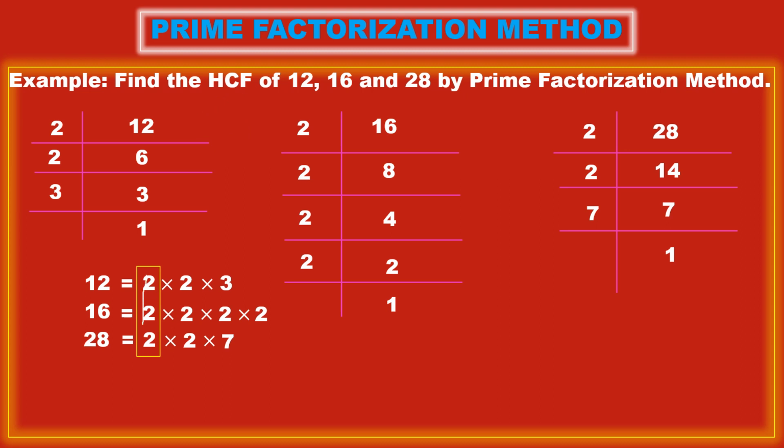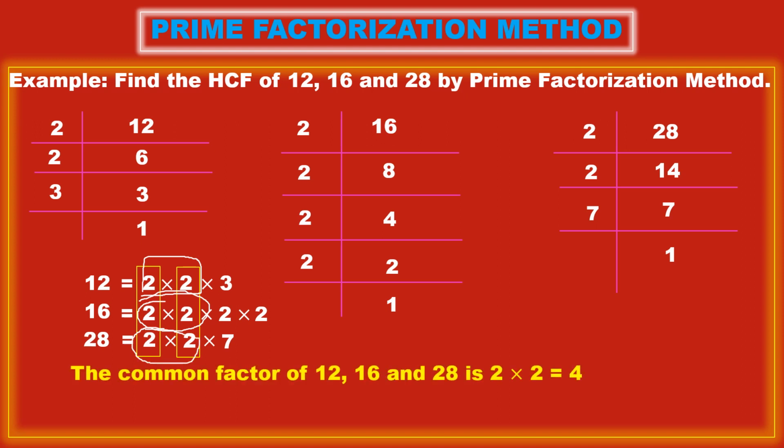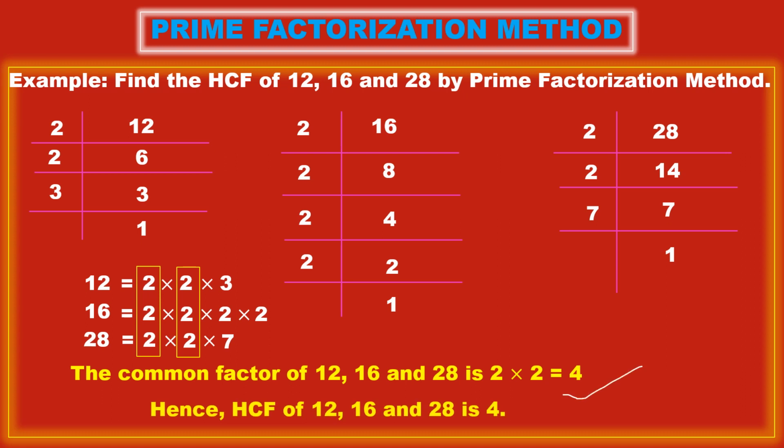In the three numbers we have 2 2, so this is the common factor, and here also 2 2, so this is a common factor. Now the highest one: 2 twos are 4. So for every number the common factors we have are 2 into 2. So the common factors of 12, 16 and 28 are 2 into 2, which is 4. So this is your HCF. 12, 16 and 28 HCF is 4. This is the procedure you have to follow in the prime factorization method. Now let us go to the continued division method.